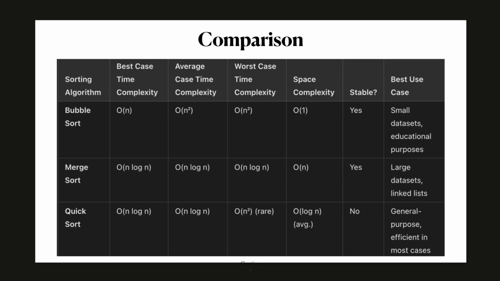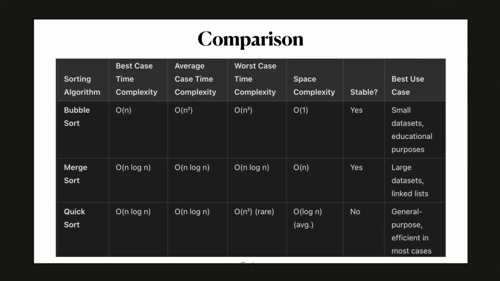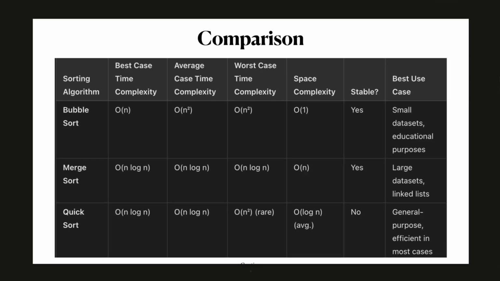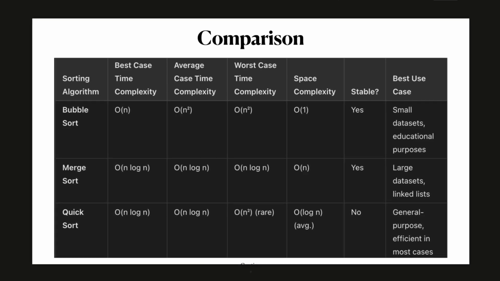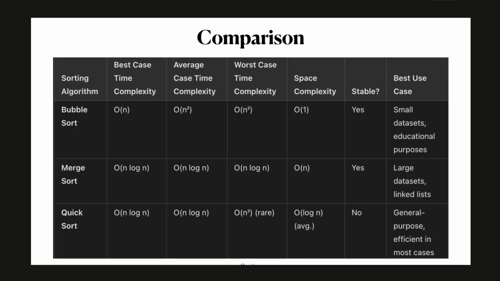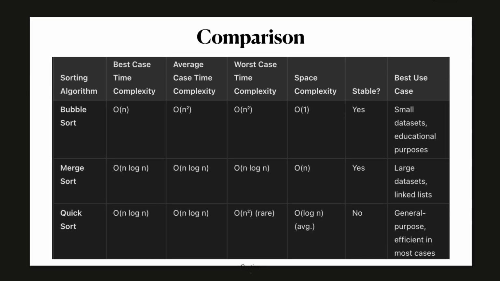Average case time complexity means that if the items are randomly distributed, we have to go through all the iterations. There is no other way. Worst case time complexity means that if we want to sort in ascending order, but the given input array is in descending order, we have to keep sorting all the items.